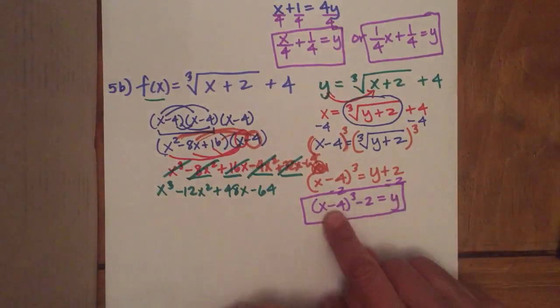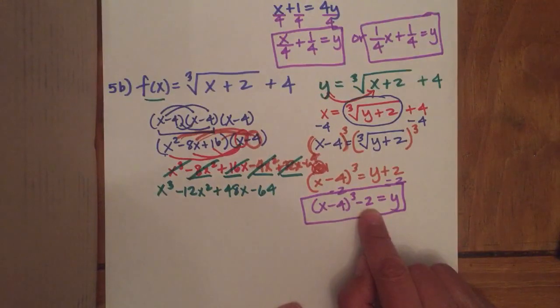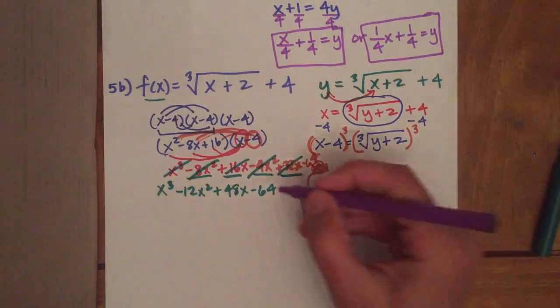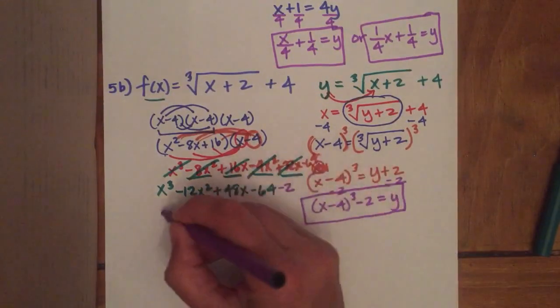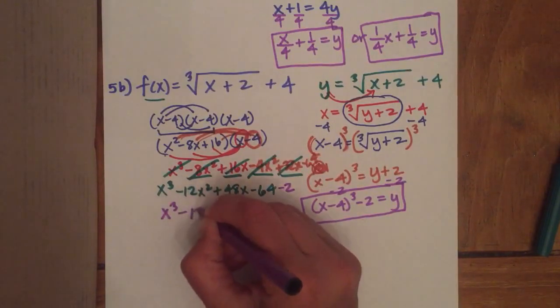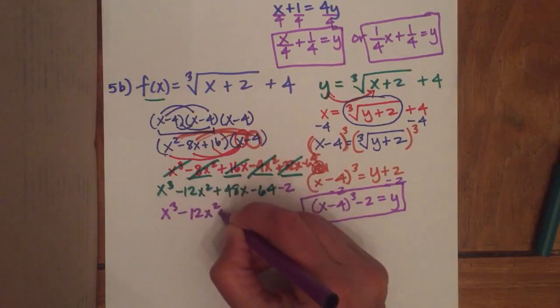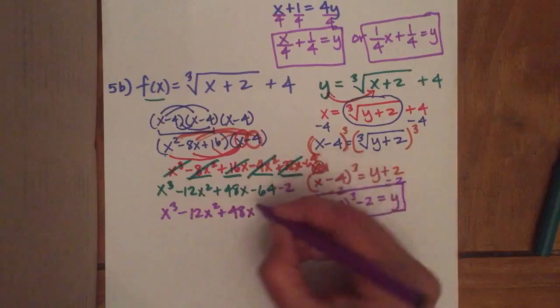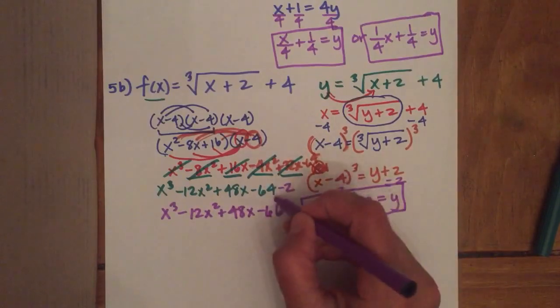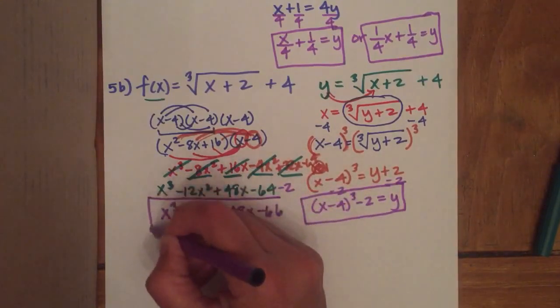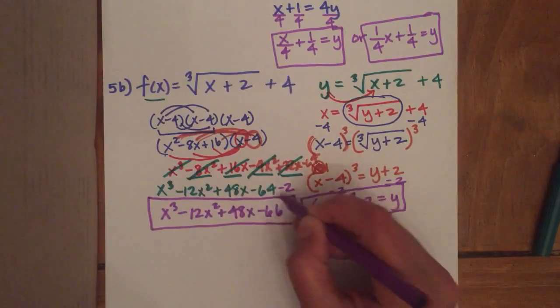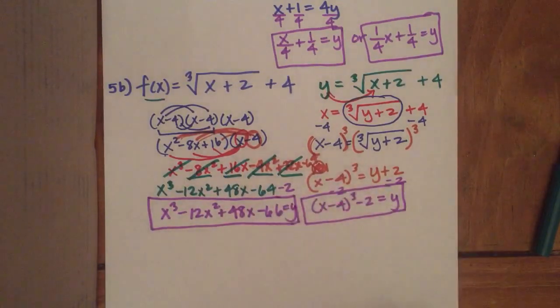Now, if you notice, what do we have after the x minus 4 cubed? We have a minus 2 on there. So I would actually rewrite it x cubed minus 12x squared plus 48x minus 66. And that would be my final answer. That is my inverse function. Equals y or equals f of x, however you want to write the inverse function. And that's how you do 5b.